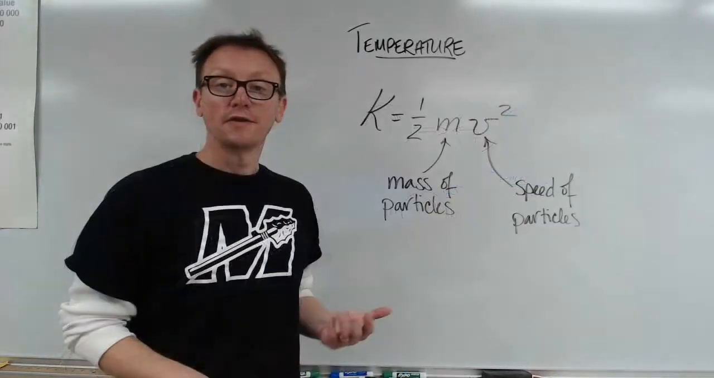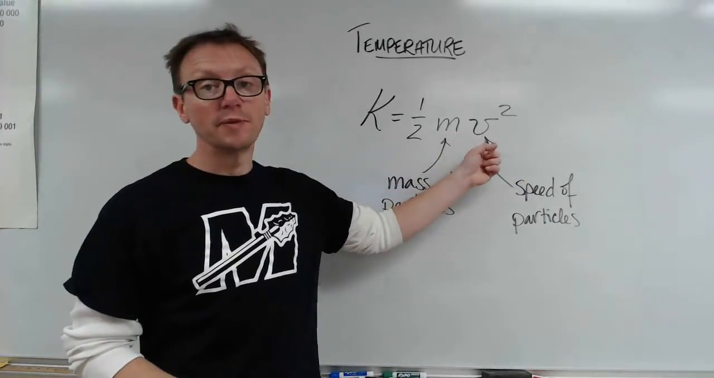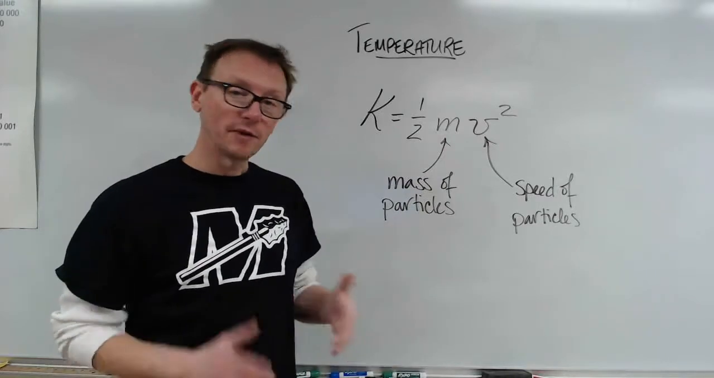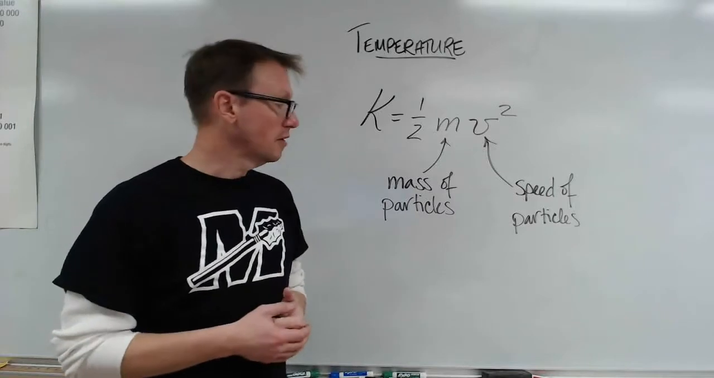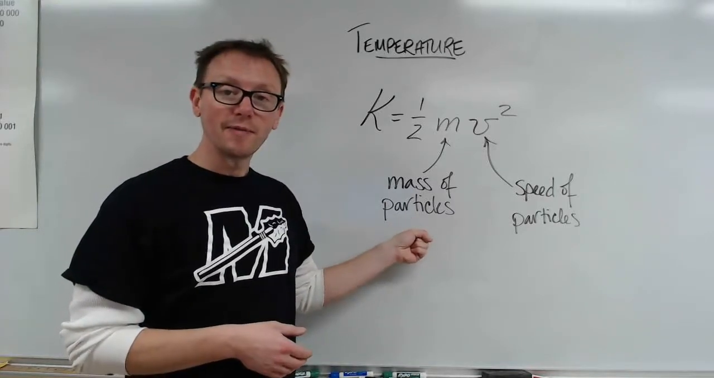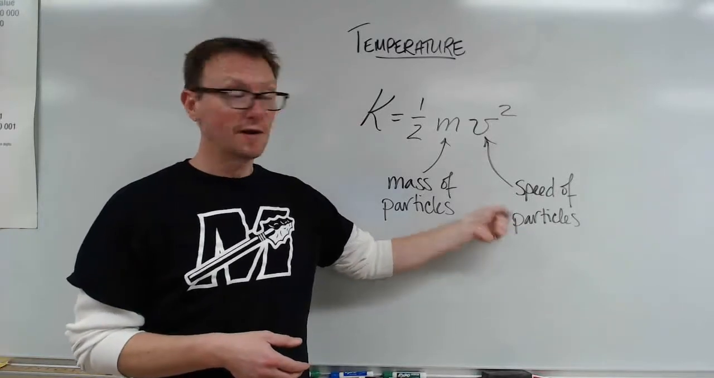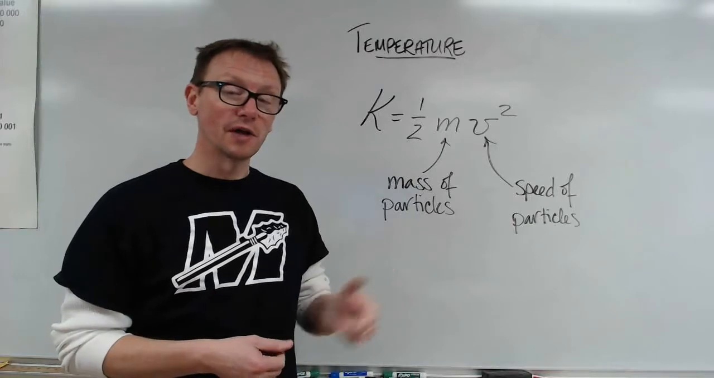So here's just a quick reminder that kinetic energy is based off of both the mass and the speed of the object. In this case, we're talking about particles. It could be translational or rotational or vibrational motion, doesn't really matter. We can still take the mass of the particle that we're talking about and multiply it by the speed squared and multiply that by 1/2 to figure out what the kinetic energy is of that particle.